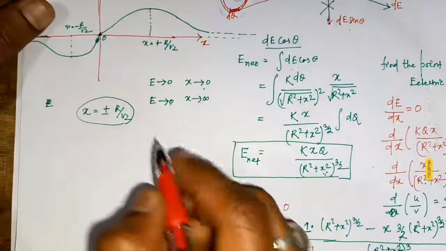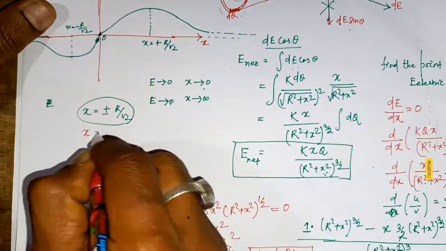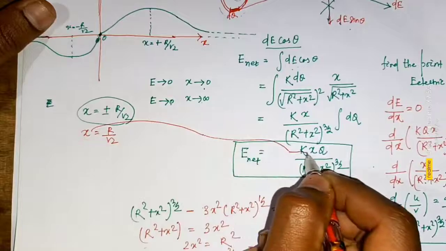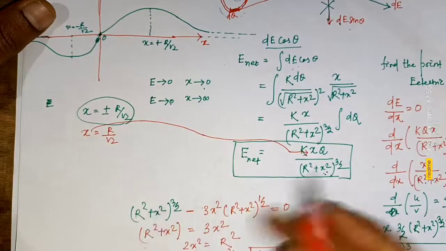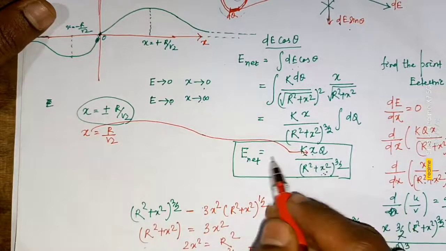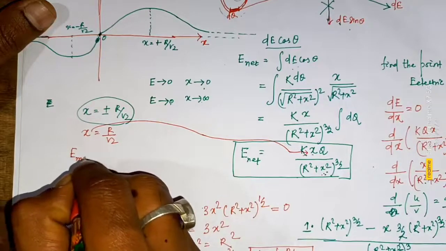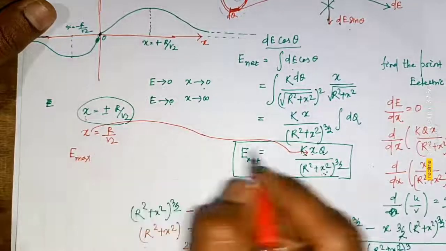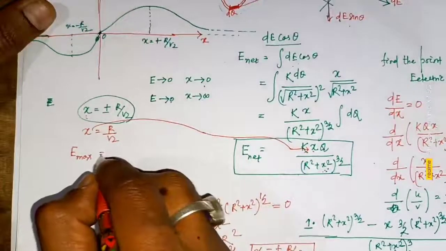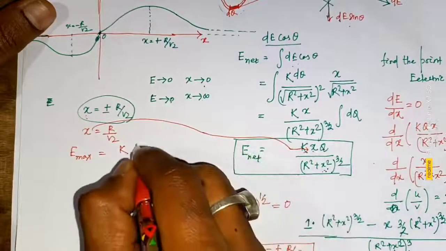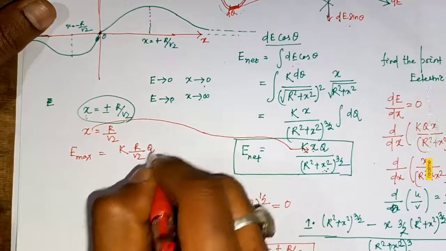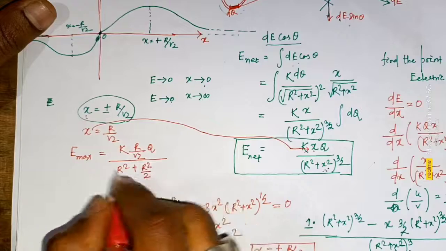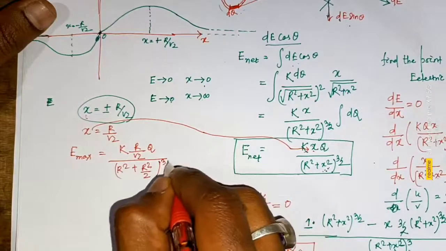So what I will do is simply substitute the value of x equals r by root 2 in this equation, and I will get the maximum electric field. If I put the maximum value of x in these expressions, we'll get the maximum electric field. Just put it. This is k. What is the x value? This is r by root 2, and this is q upon r square plus r square upon 2. If I put it here, this is 3 by 2.